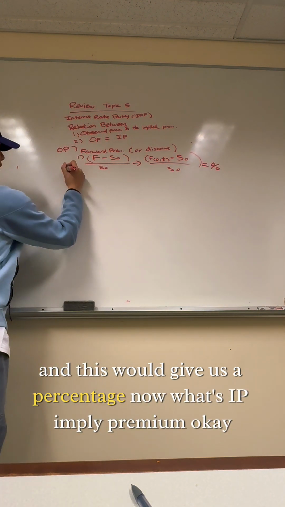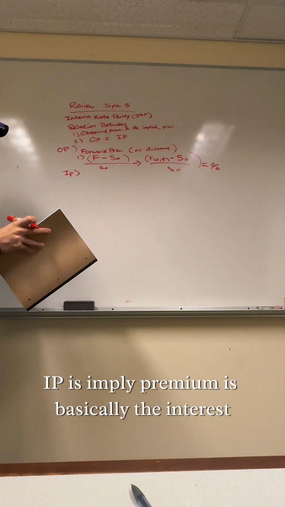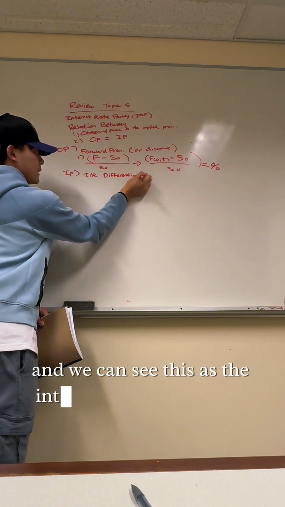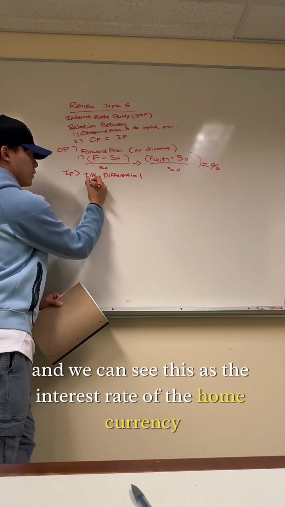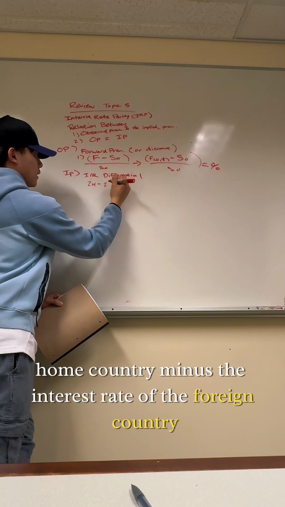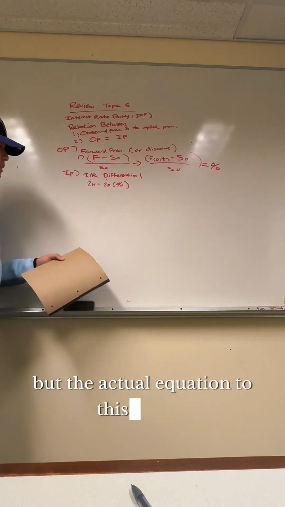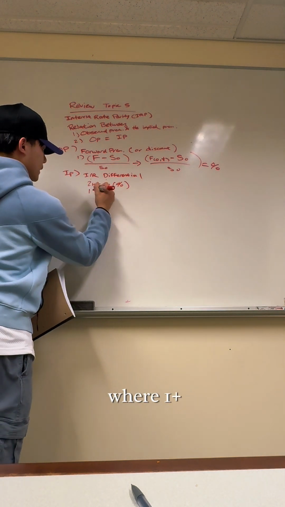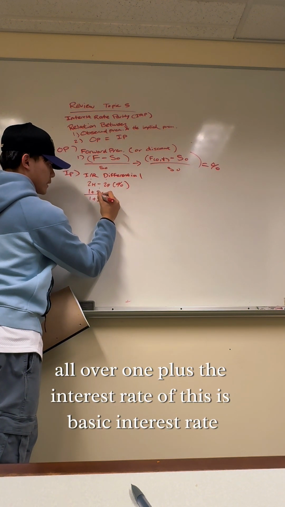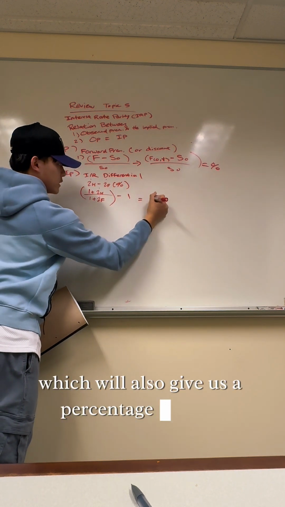Now, what's IP? Implied premium. Implied premium is basically the interest rate differential, the interest rate of the home country minus the interest rate of the foreign country. This will give us a percentage, but the actual equation is 1 plus the interest rate of the home currency, all over 1 plus the interest rate of the foreign currency, minus 1, which will also give us a percentage.